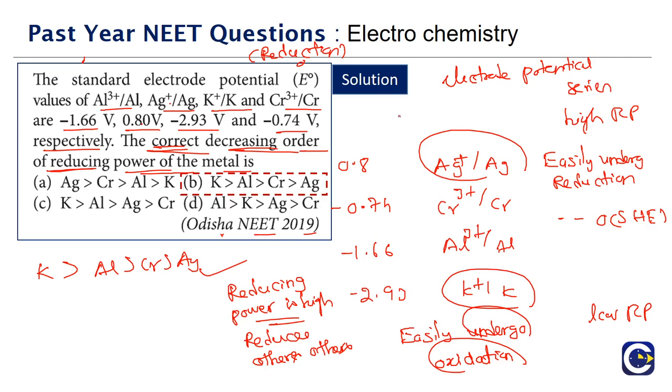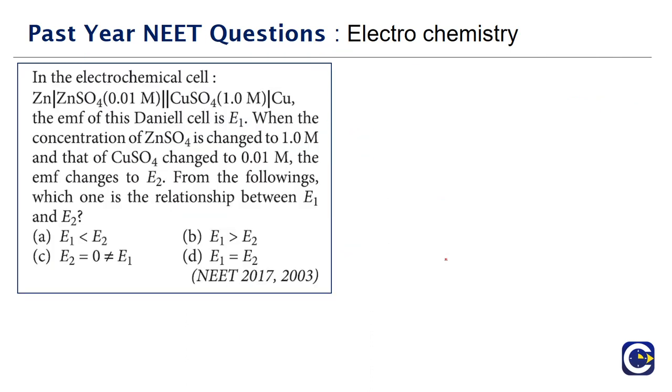That's why most of the non-metals, the halogen elements, will be sitting at almost the top of the electrode potential series. So their oxidizing power will be high. Clear? So this is about a question that has come in the 2019 DISA paper.